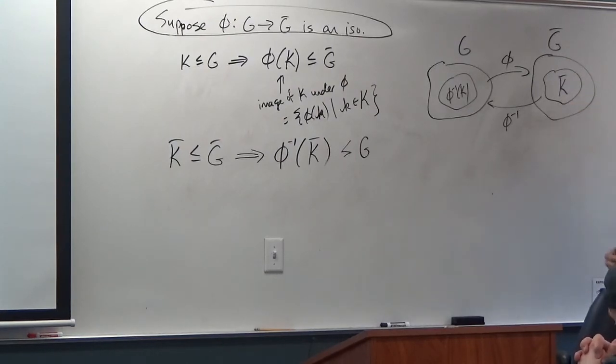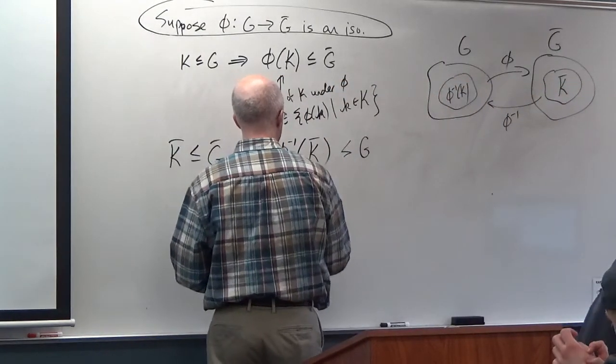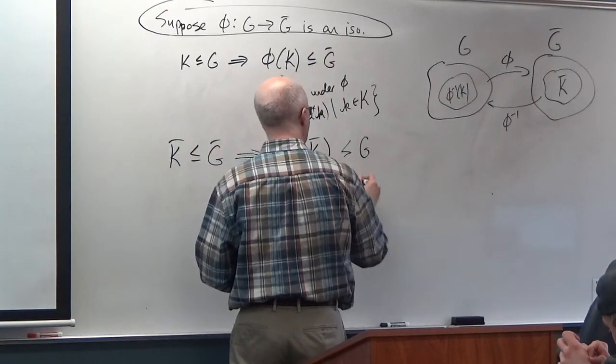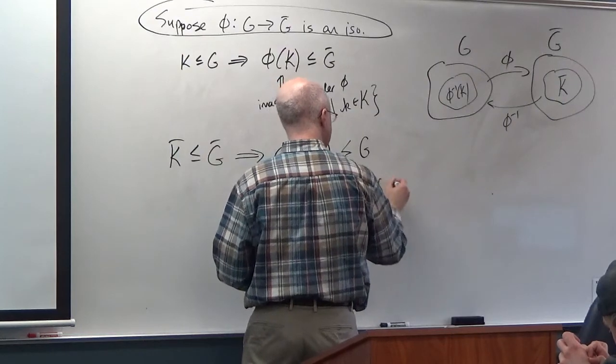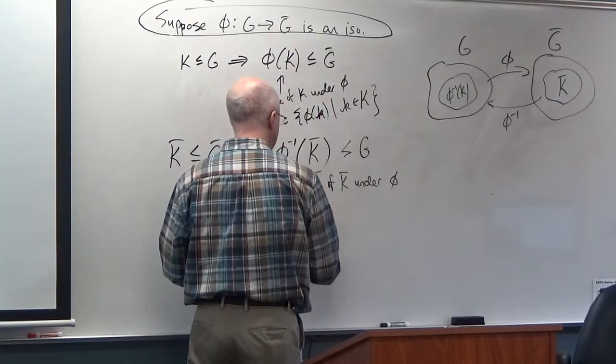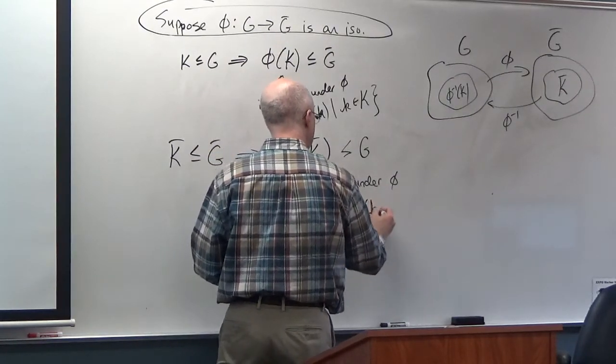But it's going to turn out to be useful for us to think of this in another way, as what's called the preimage of K bar under phi, not phi inverse, as the set of everything in G that gets mapped into K bar.